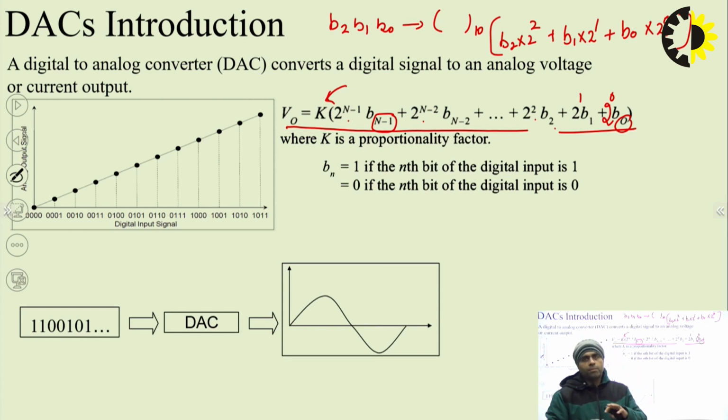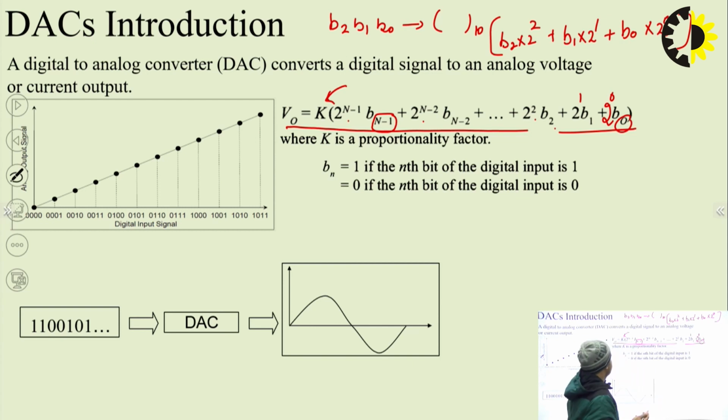That means if I am applying 101 on the digital scale, then I will be getting 5, because 101 is equivalent to 5 in the decimal scale, or in the continuous scale, analog scale. And for this to happen, for 101 to give 5, this k should be equal to 1. Else this k can be a scaling factor as well. That means this k can have any magnitude depending on the external components which we will be using when we prepare the circuit for a D to A converter.